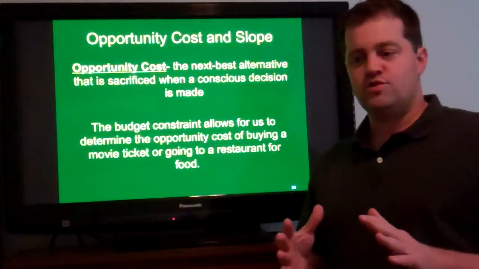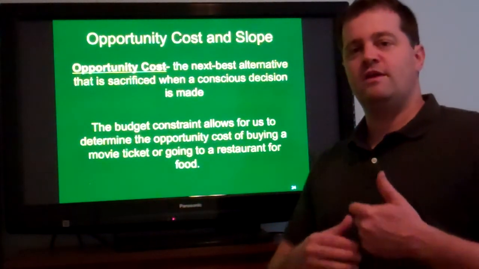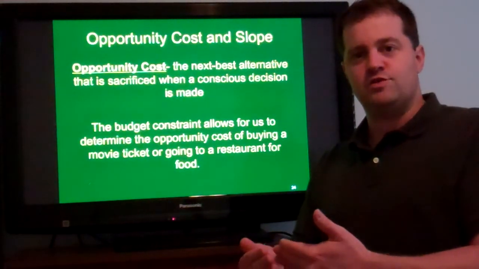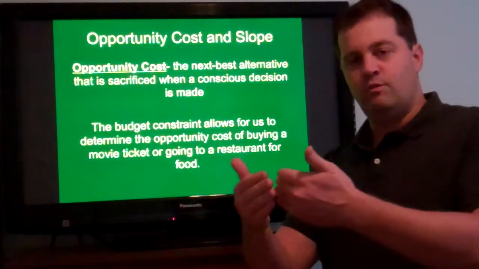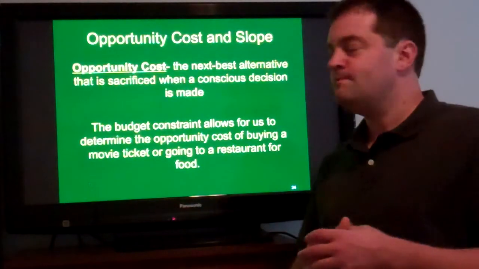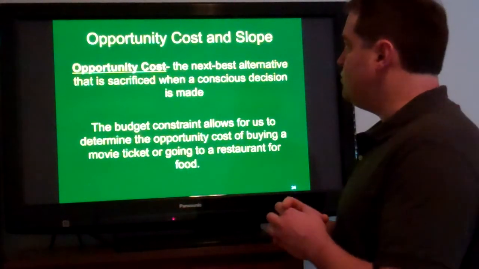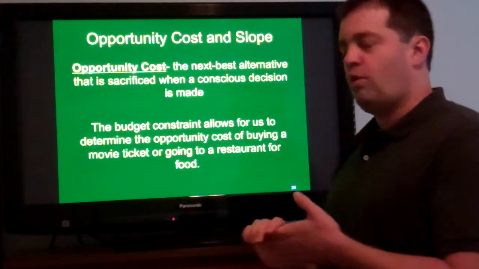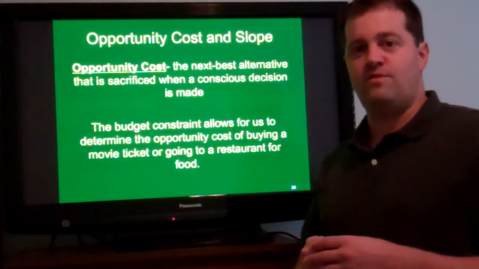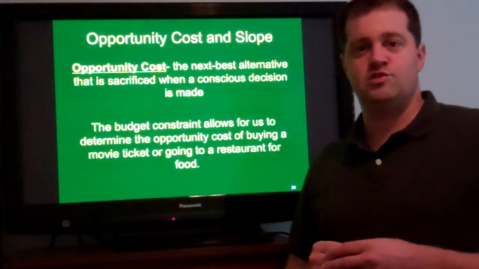Students should already have an understanding of opportunity cost because they've been introduced to it in the order of operations section of Algebra 1, in which they were asked to solve and understand compound interest. But just to review, opportunity cost is a really important concept in economics. It's the next best alternative that is sacrificed when a conscious decision is made.